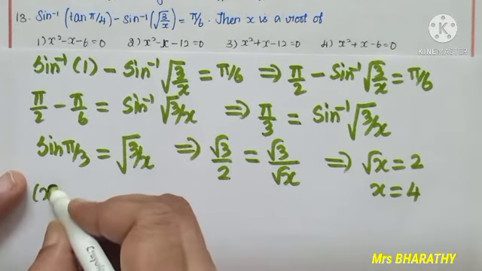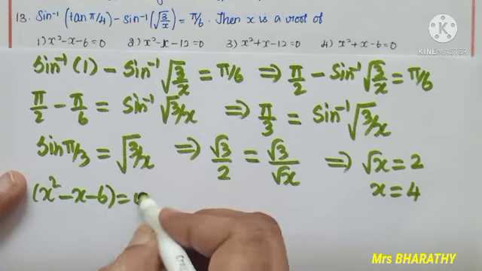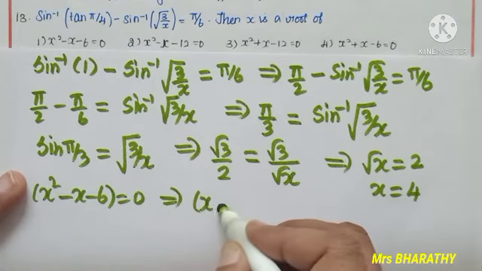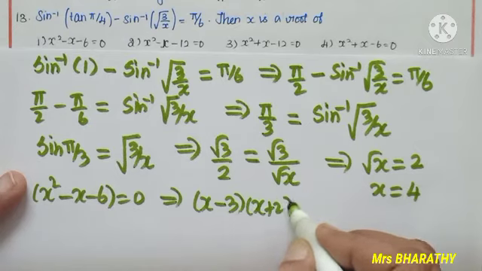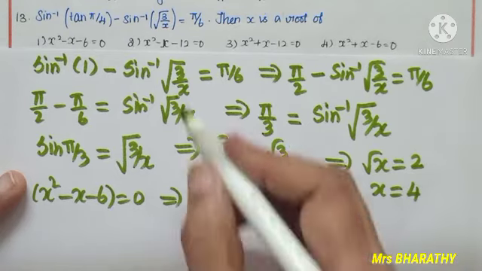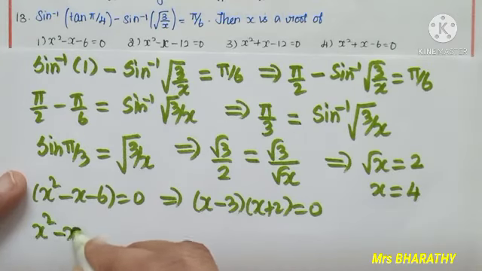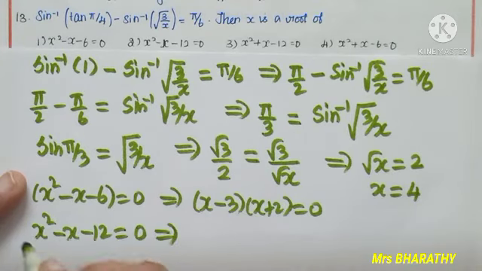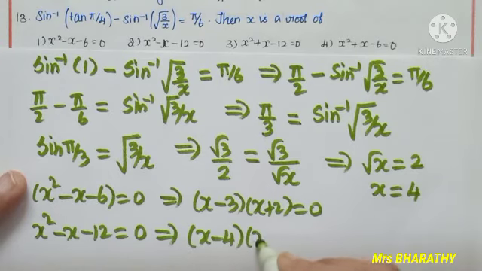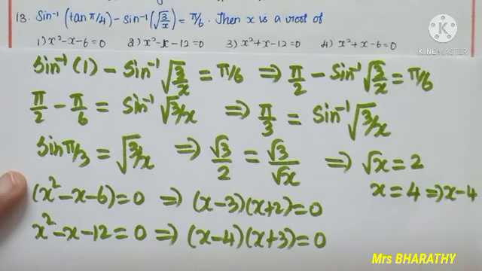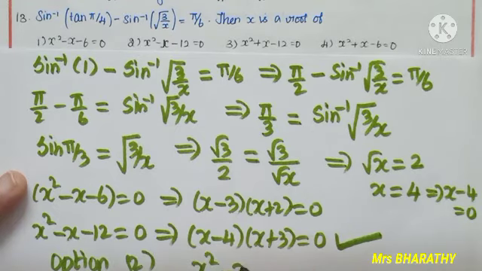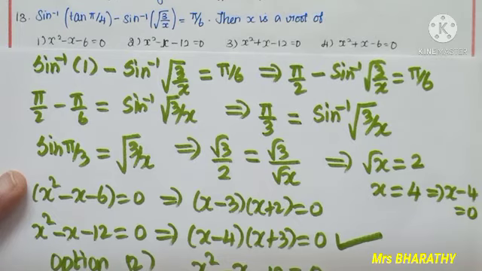The very first equation, x square minus x minus 6 equals 0. This gives me x minus 3, x plus 2 equals 0. So this is not an answer. Second one, x square minus x minus 12 equals 0. As I factorize, x minus 4, x plus 3 equals 0. So here I get x minus 4. So this answer suits here. So this is right. So which option do we say? Option 2. The right choice is x square minus x minus 12 equal to 0.